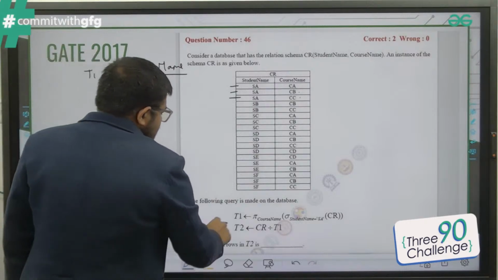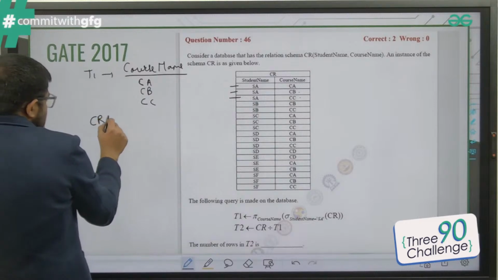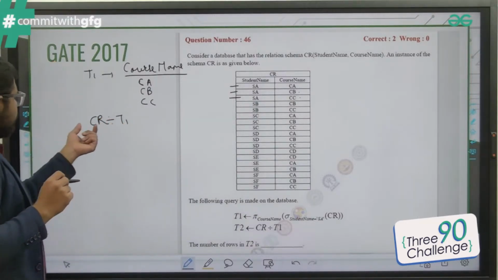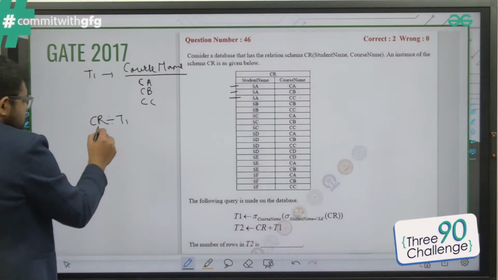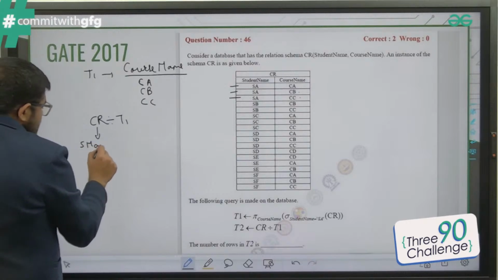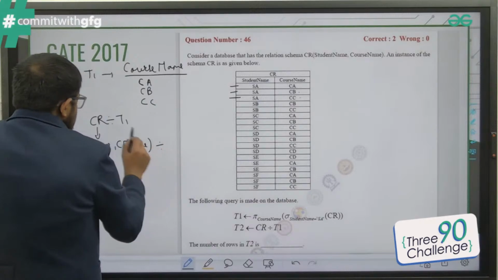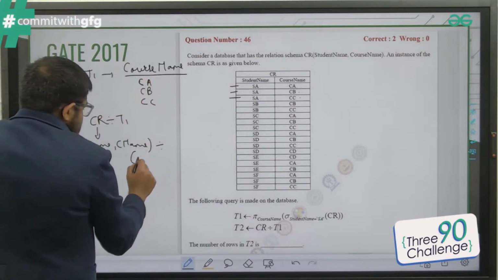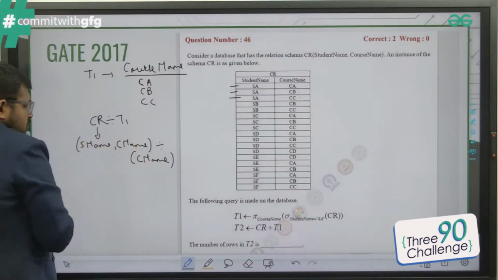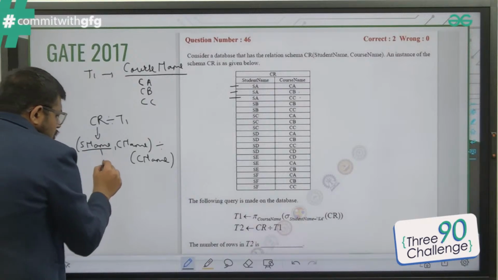Okay. And in T2, you take CR divided by T1. So it is CR division operator T1. Okay. Now what is the meaning of the division operator? From CR, first of all, what is the schema of CR? It is student name, I am writing in short, and course name. Okay. Division T1, what is the schema for this? It is course name. So when you apply the division operator, you will get the names of students who are enrolled in every course.